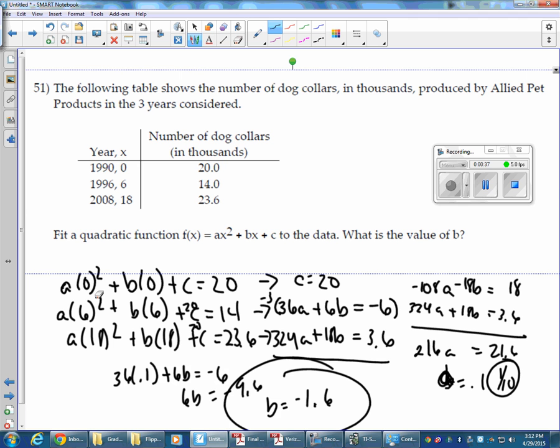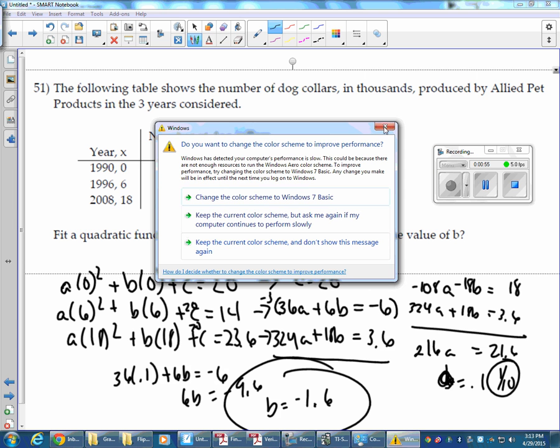So on this particular problem, we use the equation ax squared plus bx plus c. And we plug in 0 for x, so it would be a times 0 squared plus b times 0 plus c equals 20. Once you do this, because 0 times a is 0 and b times 0 is 0, I end up getting c is equal to 20.